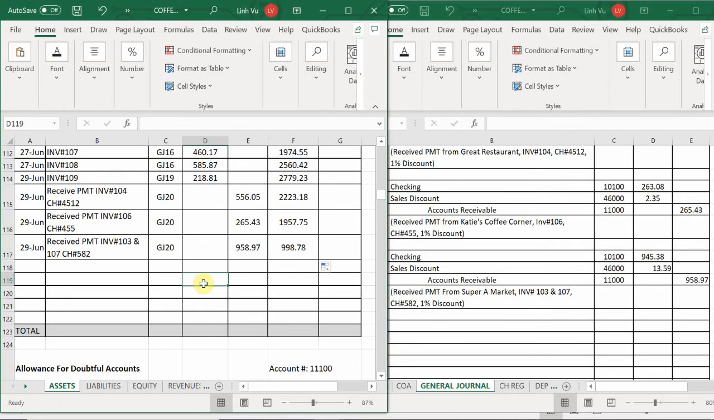Give me 1 second. You are on accounts receivable? So we have 556 so far, 263.43. 265.43. It's for the full amount. And 878. Okay.